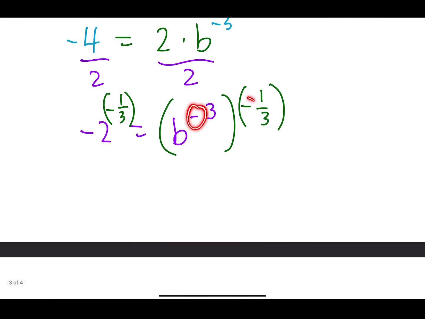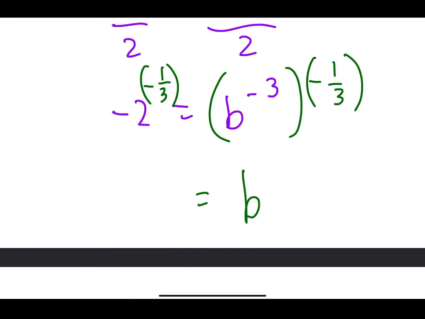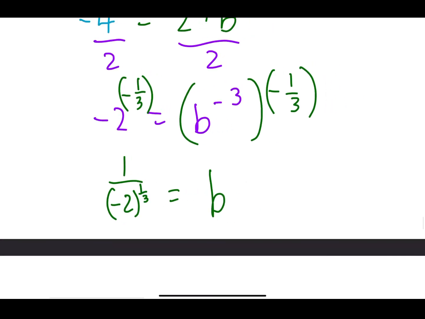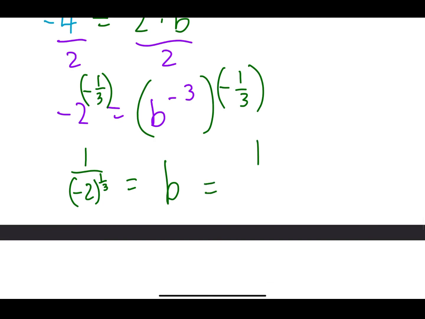Negative times negative is why I made it -1/3. This is going to become positive. 3 times 1/3 is 1, so we're left with b to the first power, or just b. -2 raised to the power of -1/3. Negative exponents flip, so this is going to become 1 over -2 raised to the positive 1/3. And the positive 1/3 power is just the cube root. So b is 1 over the cube root of -2.